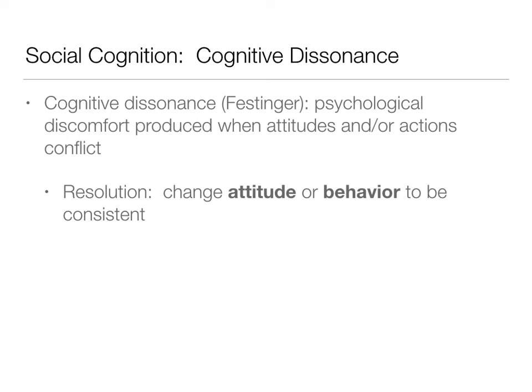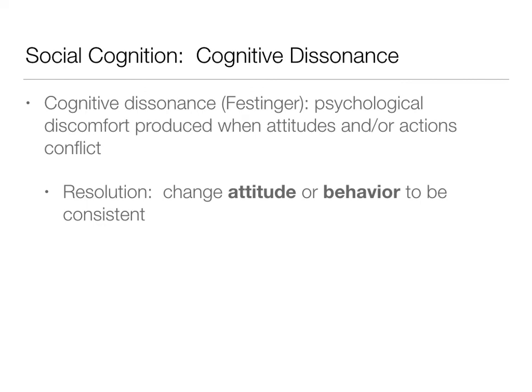So back to that previous slide, that behavioral component. Our cognitive component says one thing, and our behavioral component says another thing. And those two don't mix, and that makes us feel uncomfortable. So I think one thing, I'm behaving another way, and that feels uncomfortable. And so we have what we call cognitive dissonance. And our resolution is that we can either change our attitude or we can change our behavior so that they do match.